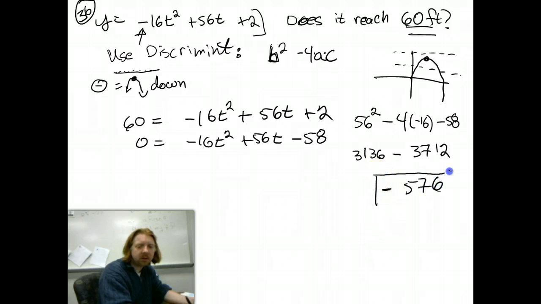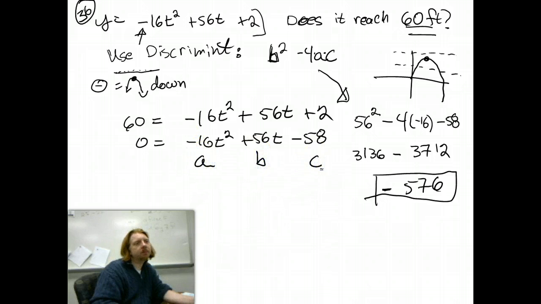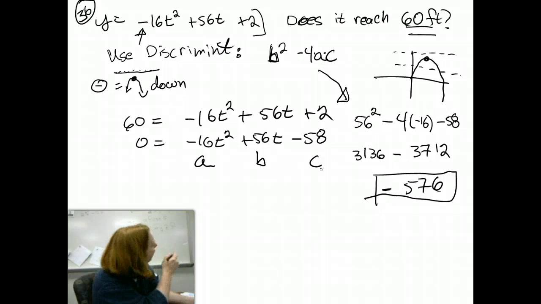That gets me a negative 576. How'd you get 56 squared minus 4, negative 16 minus? B squared minus 4ac. For the second step, like negative 16t plus 56 plus negative 58. Right. Once I've taken the equation and pulled it out so it all equals 0, I've plugged in the 60, cleaned it up, I got my A, my B, my C. I'm checking now how many solutions.